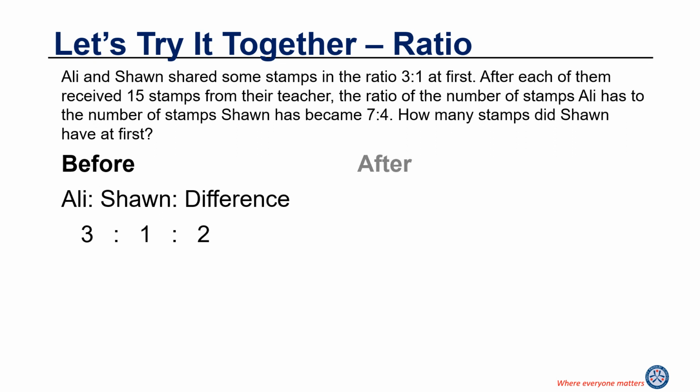For the after situation, the difference between the number of stamps Ali has and the number of stamps Sean has is 7 units minus 4 units, which is equal to 3 units. So, the ratio of the number of stamps Ali has to the number of stamps Sean has to the difference is 7 to 4 to 3.